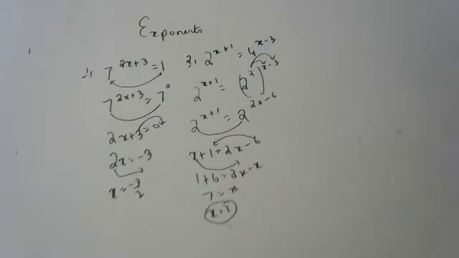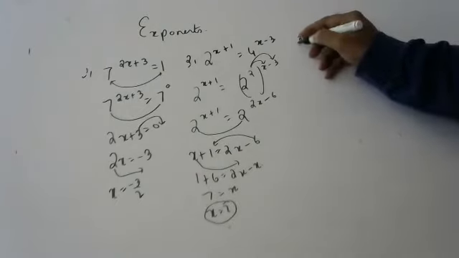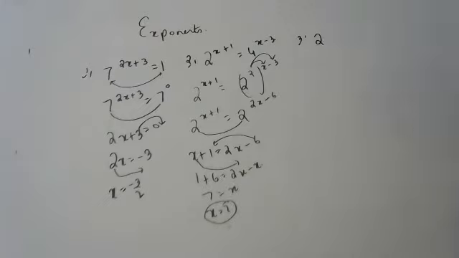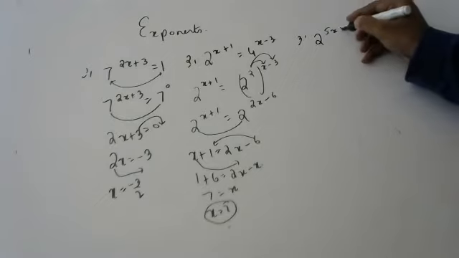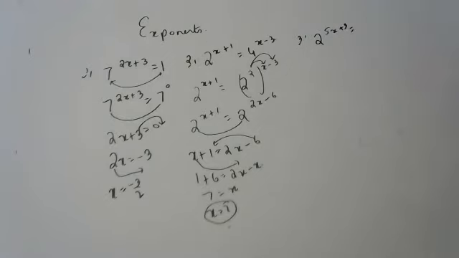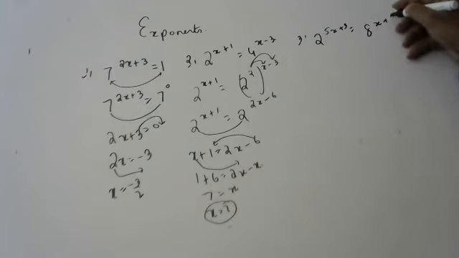Next. Third sum, children. Same method, children, same as this question. 2 to the power of 5x plus 3 is equal to 8 to the power of x plus 3.